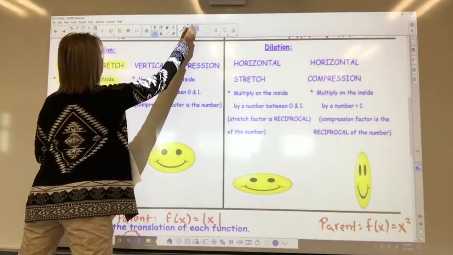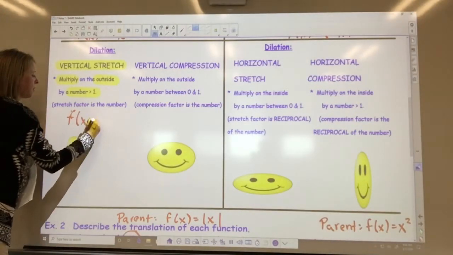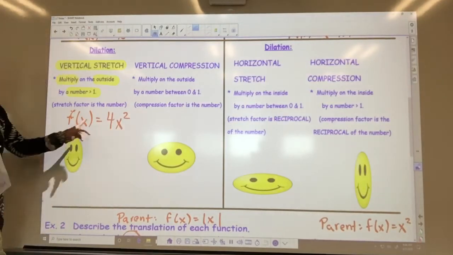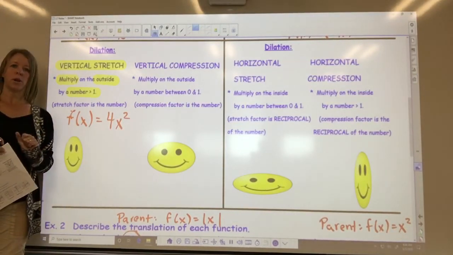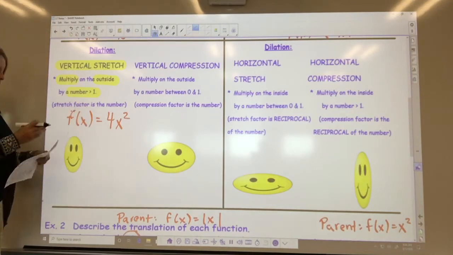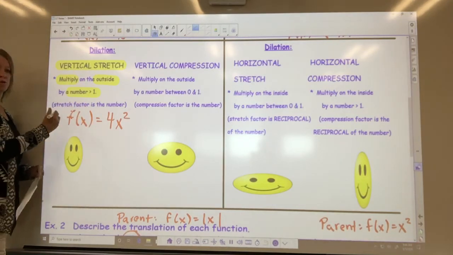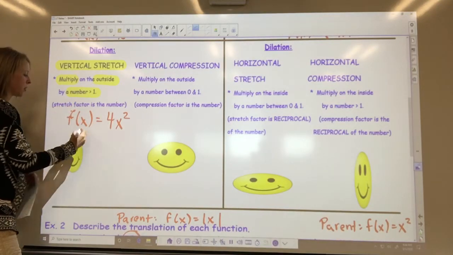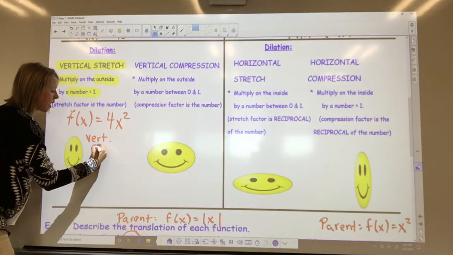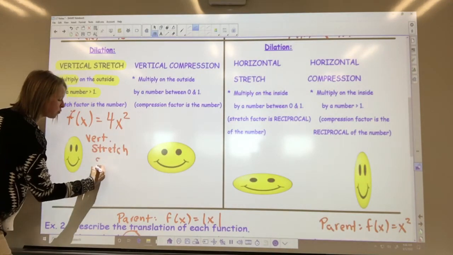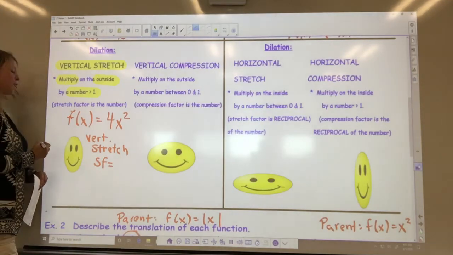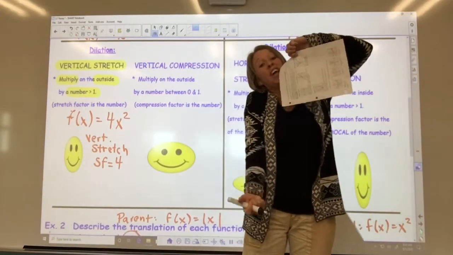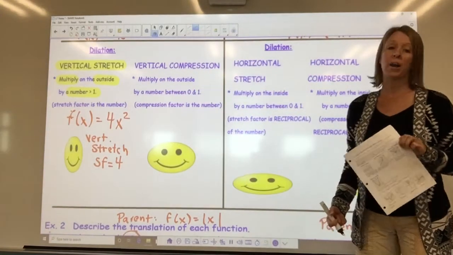All right. So we can write down f of x equals, and then I'm going to put any number greater than 1 on the outside of our parent equation x squared. Okay? This would be an example of what we would call a vertical stretch. The bigger the number, the higher the stretch factor. So we're going to call this a vertical stretch, and then you always have to say what the stretch factor is. You can just put SF for stretch factor. The stretch factor is 4. It will become more elongated and more stretched out vertically the higher that number is.